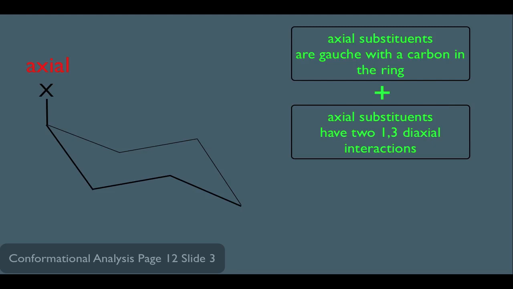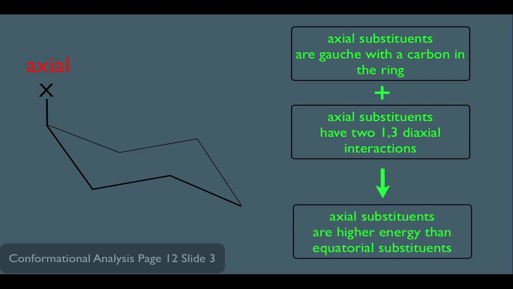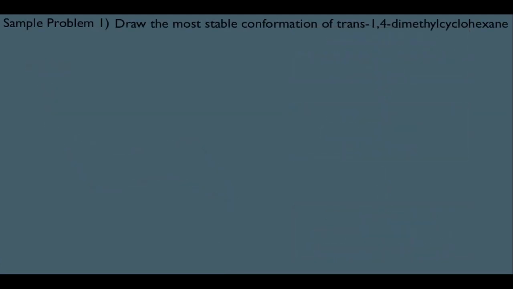So pulling these two things together, here's our key point. I need you to know that axial substituents are always going to be higher energy than a substituent located in an equatorial position. This is the fact that helps us do conformational analysis of cyclohexane. And let me prove that to you. Let's look at a sample problem here.